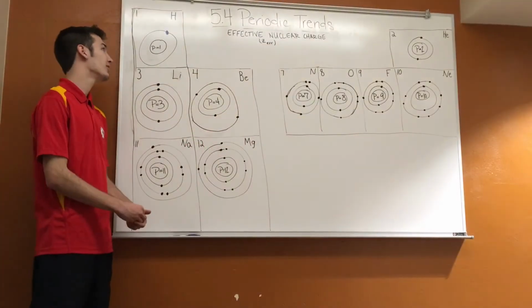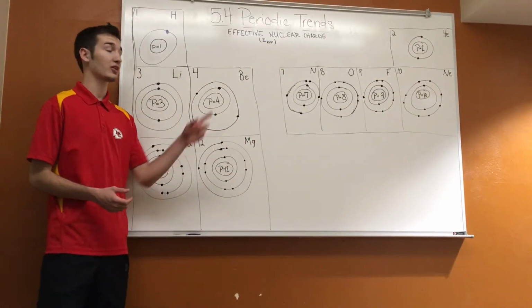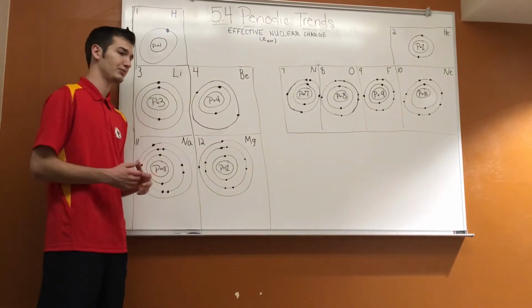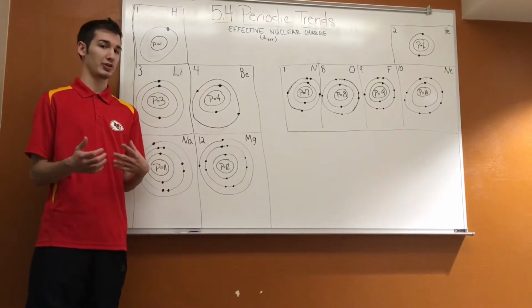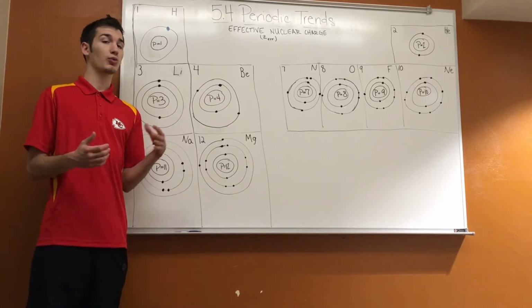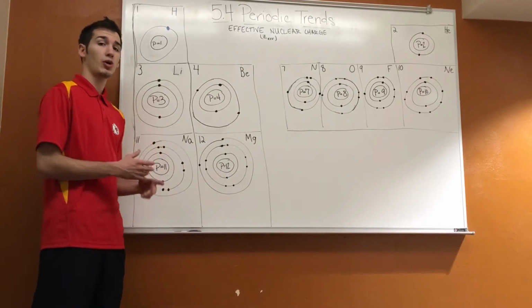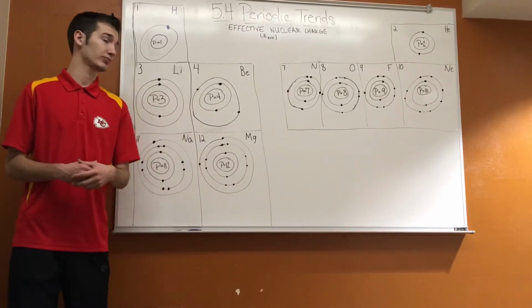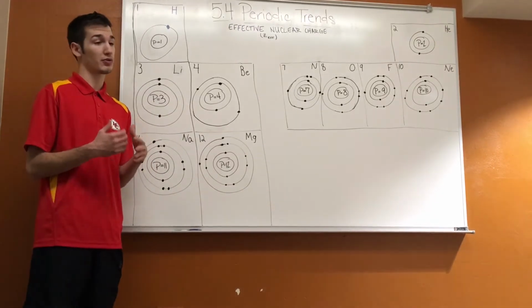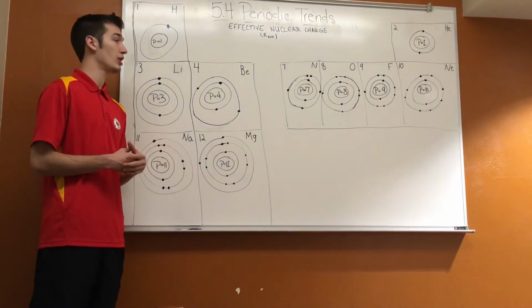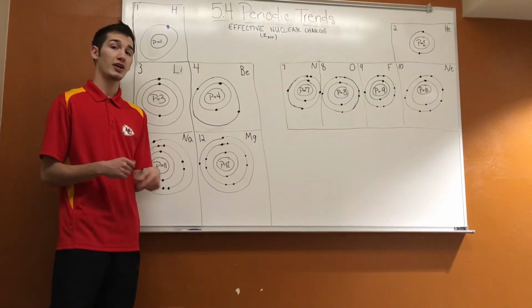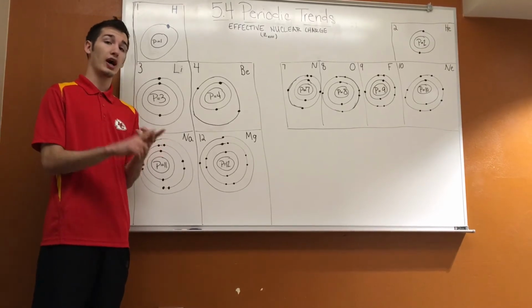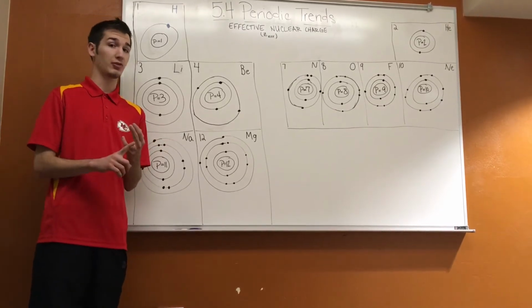What's up, guys? Today we're going to be looking at objective 5.4, which is our periodic trends objective. Now, what do I mean when I say periodic trends? Really, when we're looking at trends, we're looking at patterns throughout the periodic table. There are a lot of patterns, but today we're just going to be looking at atomic size, ionization energy, and electronegativity.